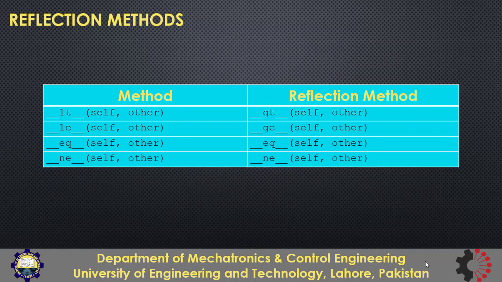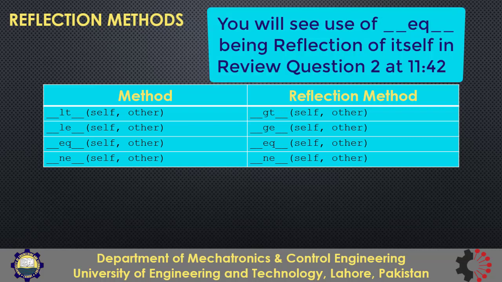Finally, we have function and reflection function pairs for comparison operators. For example, __lt__ for less than and __gt__ for greater than are reflection functions of each other. Likewise, less than or equal to and greater than or equal to are reflection functions of each other. The function equal to is the reflection of itself, and so is not equal to. The reason is if self equal to other is not possible, maybe other equal to self will work by NotImplemented and the reflection function. Hence equal to should be the reflection function of itself, and so should not equal to.